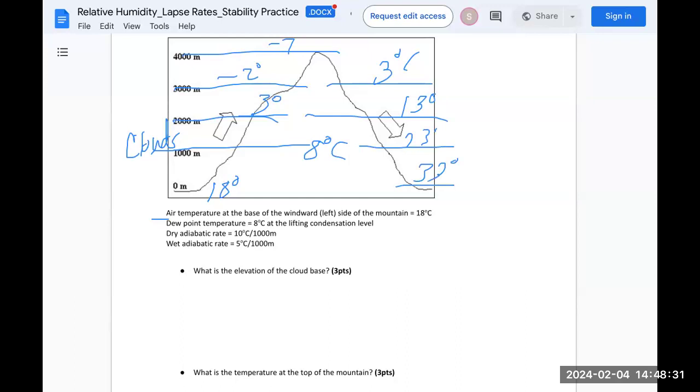Now, because it's depleted of its moisture, this area following the mountain would be considered your rain shadow, because that air would be fairly dry and would not pick up moisture again until it collided with some maritime tropical air masses. So I hope this helps.